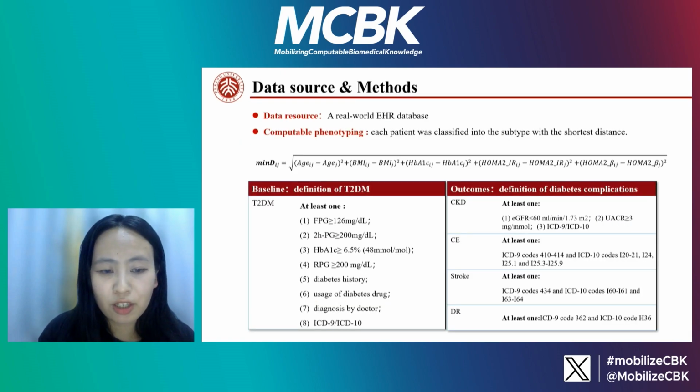Data of diabetes patients in a hospital in Beijing was used as data source. Patients with data of 5 variables recorded around the time of diagnosis were included. According to the central point value of each variable in the 5 subtypes identified by the Sweden study, the distance between the clinical vector of each patient and the central point vector of each subtype was computed. And then each patient was classified into the subtype with the shortest distance. The patterns of diabetic complication occurrence were analyzed also.